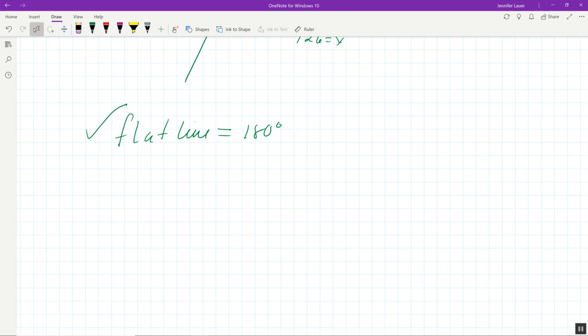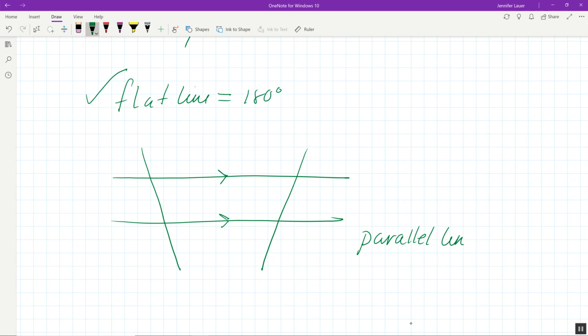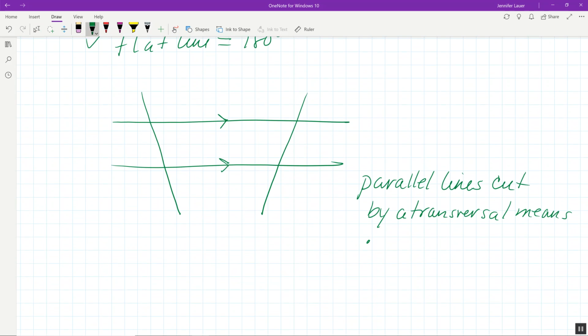Another thing you need to know about parallel lines cut by transversals is how the angles correspond to each other. Let's say you have something that looks like this. There is a geometric postulate that says parallel lines cut by a transversal means two things. Number one, corresponding angles are equal.